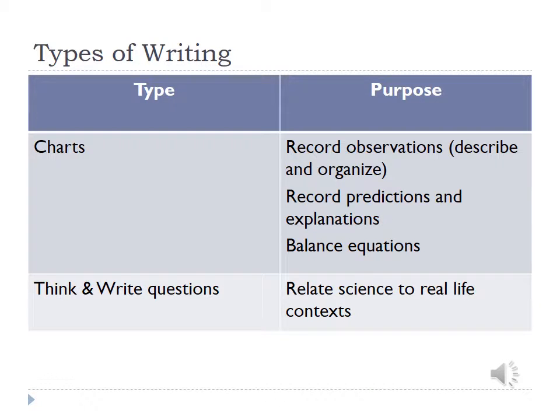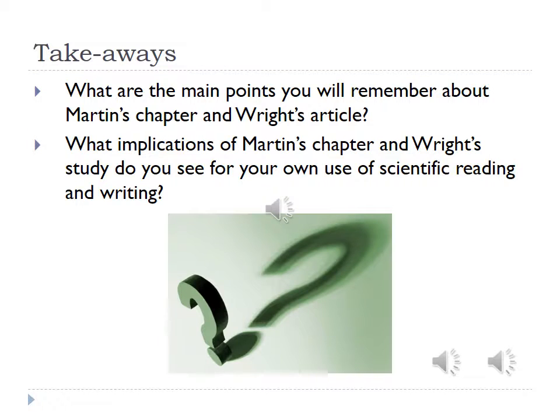Some of the prominent types of writing in this classroom were charts or tables. These were used to record observations, make predictions, and balance equations. Written responses were typically shorter, sometimes only 1 or 2 words were used. Students didn't have to write in complete sentences. Think and write questions were used to relate science to real-life contexts. For this type of writing, students were expected to write in complete sentences or even paragraphs.